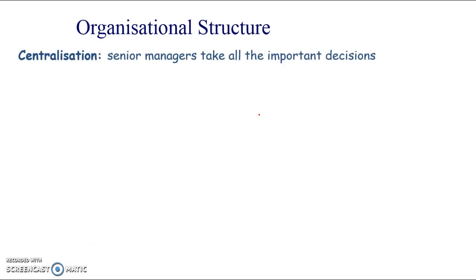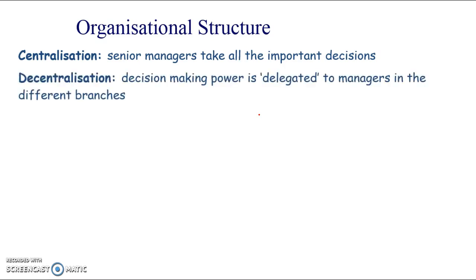Okay, another section that you need to learn is about centralization. Centralization is where senior managers take all the important decisions, and decentralization is when decision-making power is delegated to managers in different branches. So this is really when we're thinking of multinational firms. So they don't just have one shop. You have a head office, and then you have shops, I'm thinking of retail, based in the UK, based in France, based in America, based in Japan.